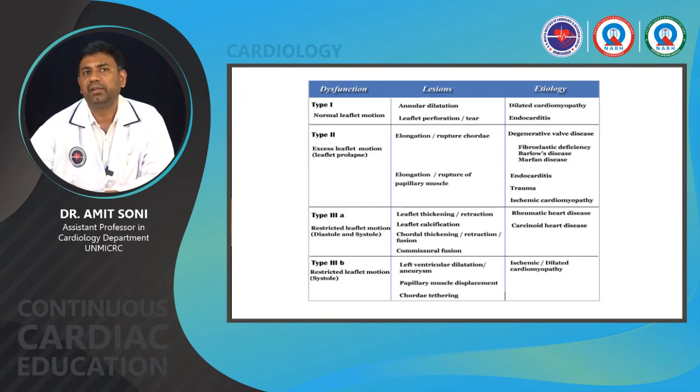Type 3 is again divided into A and B. Type 3A includes restricted motion in both diastole and systole. Type 3B is restricted leaflet motion only in the systolic phase. In type 3A, there is leaflet thickening, restriction, calcification, chordal thickening and commissural fusion, and the etiology is most commonly rheumatic heart disease and carcinoid heart disease. Type 3B is what we most commonly encounter in day-to-day practice: left ventricular dilatation, aneurysm, papillary muscle displacement due to ischemia or later dilated cardiomyopathy.